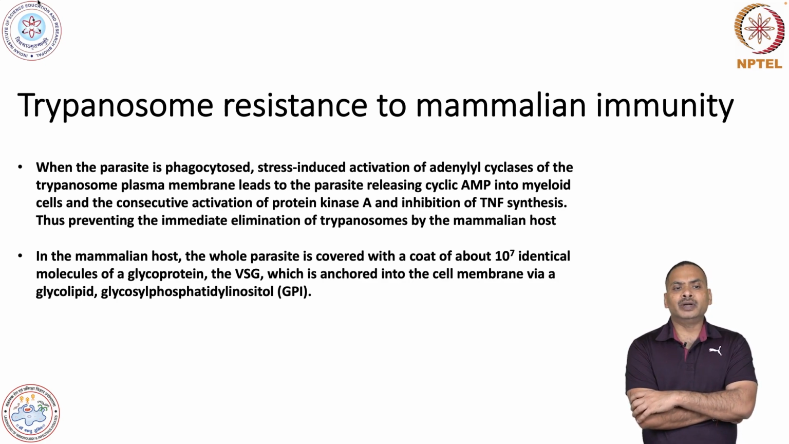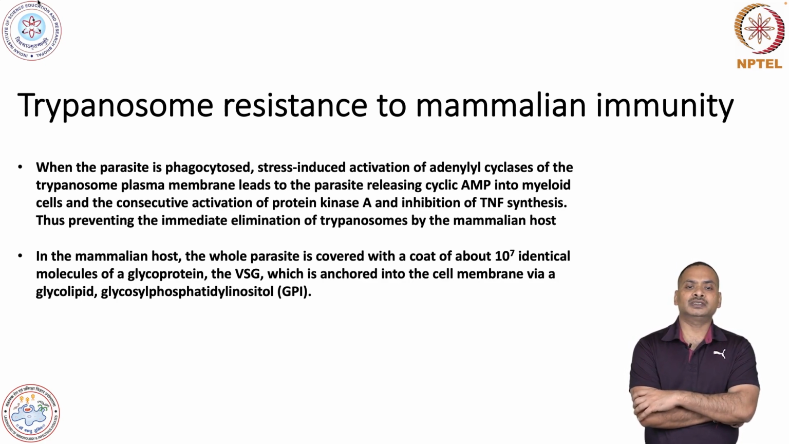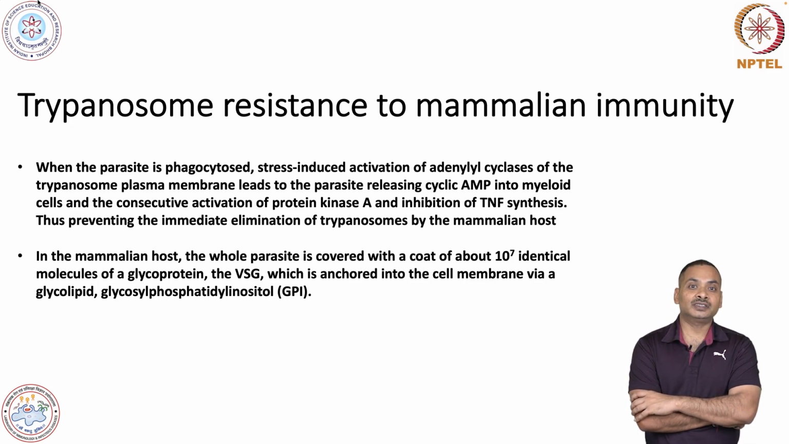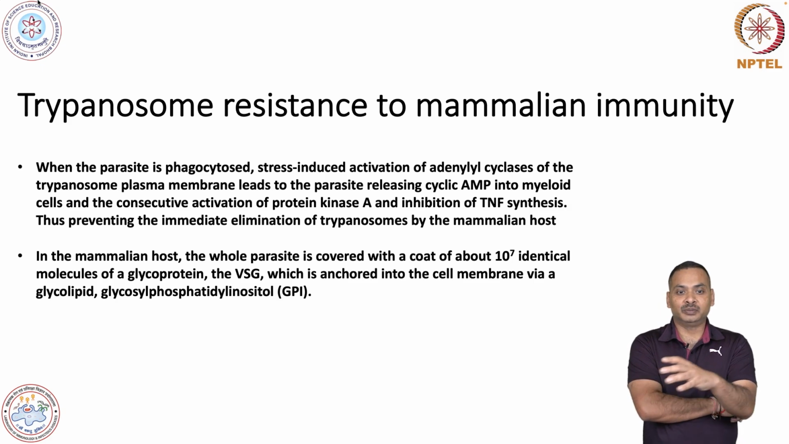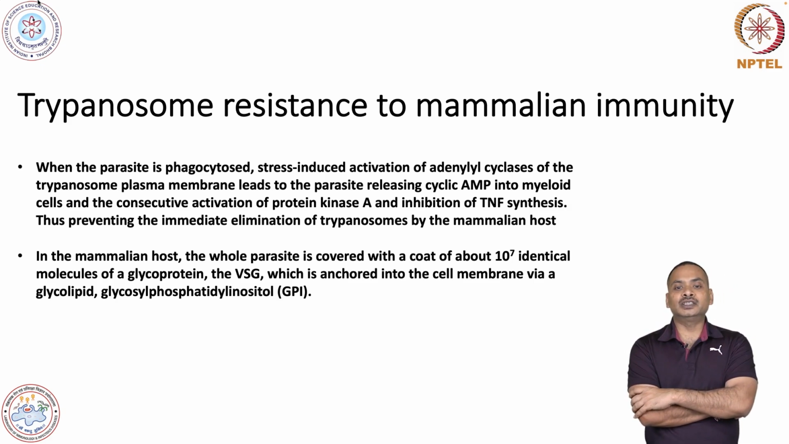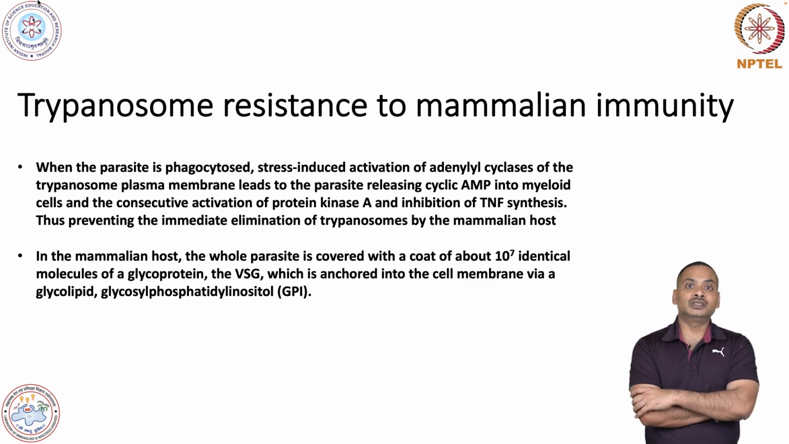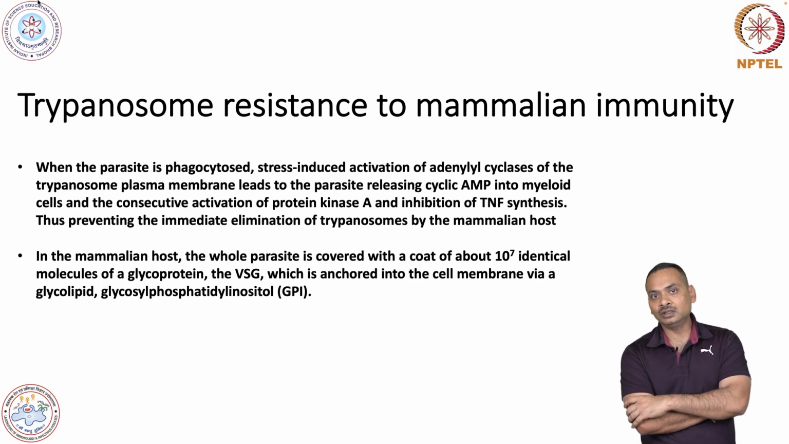In the mammalian host, the whole parasite is covered with a coat of about 10 to the power 7 identical molecules of glycoprotein, which we call VSG. This is variant surface glycoprotein. This is very important, just remember that. It is anchored into the cell membrane via a glycolipid, glycosyl phosphatidyl inositol.